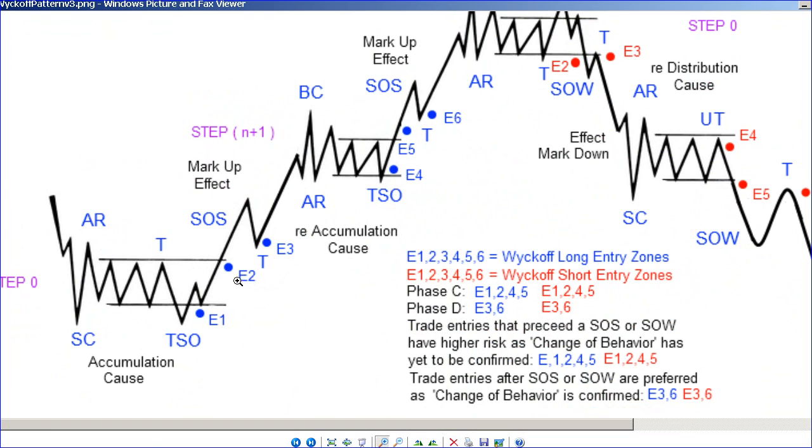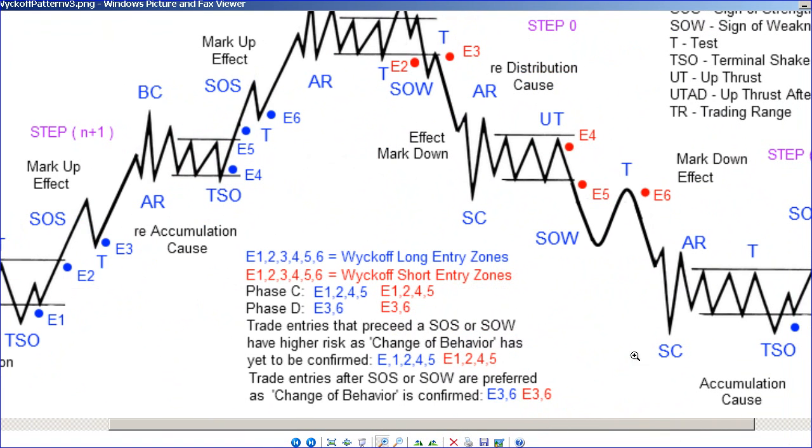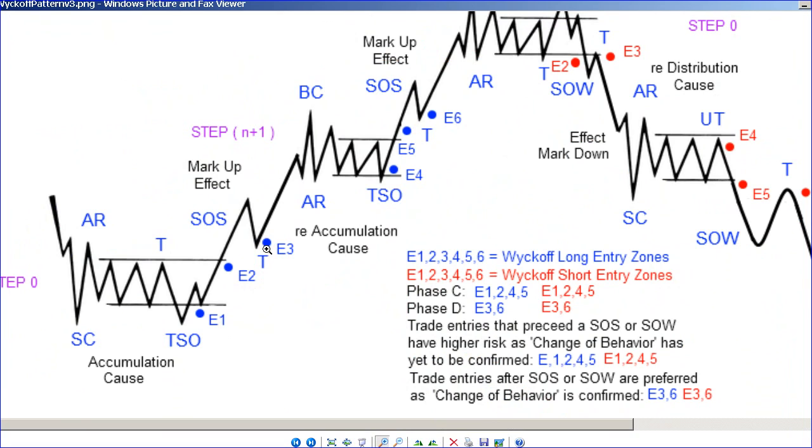So E5 and E4 is similar to E1 and E2. The main point I wish to highlight is that E3, E6 are the most desired entry positions for Richard Wyckoff logic. It's the same on the short side. It's E3 and E6. It's the test after the sign of weakness on the short side, and on the long side, it's the test after the sign of strength.